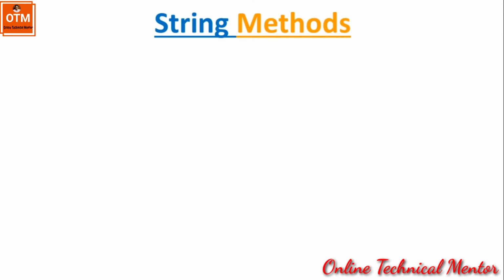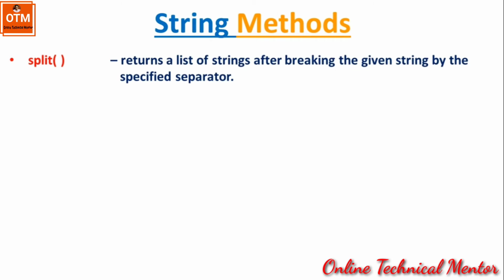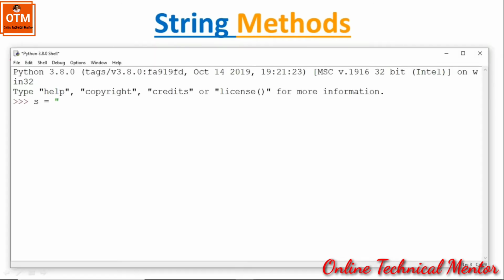Next, move to the next method, that is the split function. It returns a list of strings after breaking the given string by the specified separator. Let me initialize a string with "have a nice day". Now if I want to split the whole string with respect to spaces, for that I have to write s.split, and there will be no argument in between the parentheses. Now press enter. So this split function will return a list which contains each and every word of the given string s. So it split up the whole line with respect to spaces.